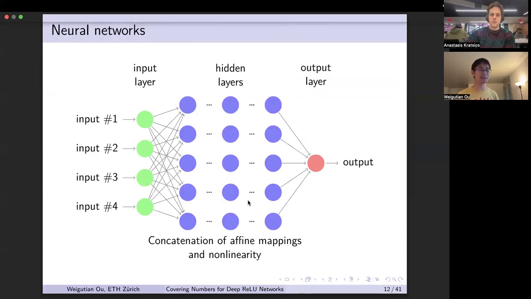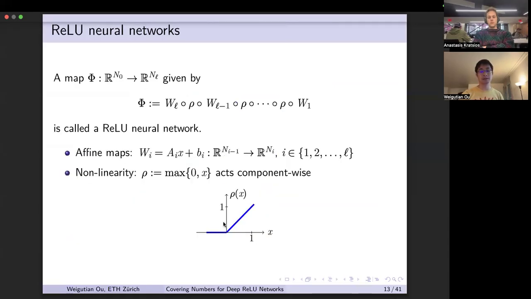In order to do that, we have to define what class of neural network we consider. A neural network is simply a concatenation of affine mappings and nonlinearities. And a ReLU neural network is a neural network with the ReLU activation function. You can see the figure of the ReLU activation function here, which is 0 when x is less than 0 and x when x is greater than 0. And here phi is a ReLU network, which is a composition of some affine mappings and the ReLU activation function.